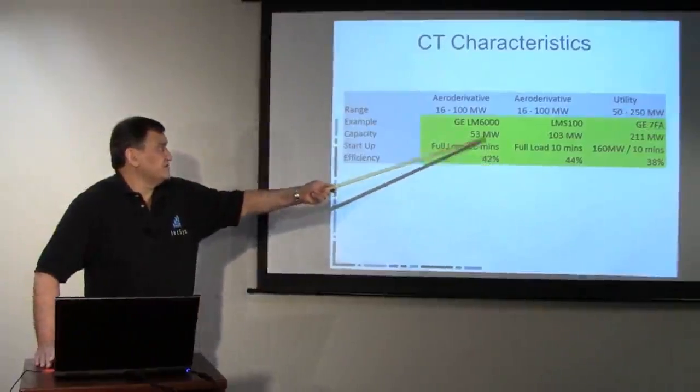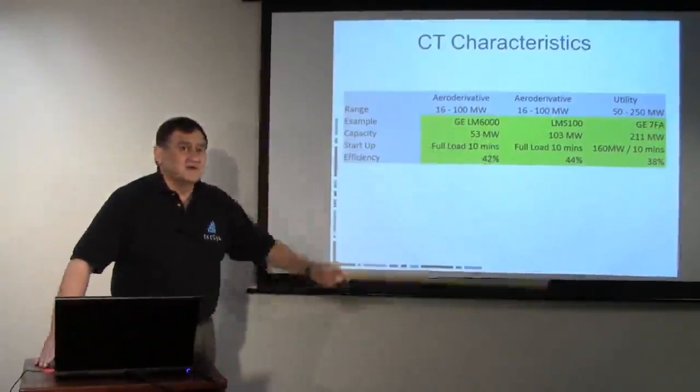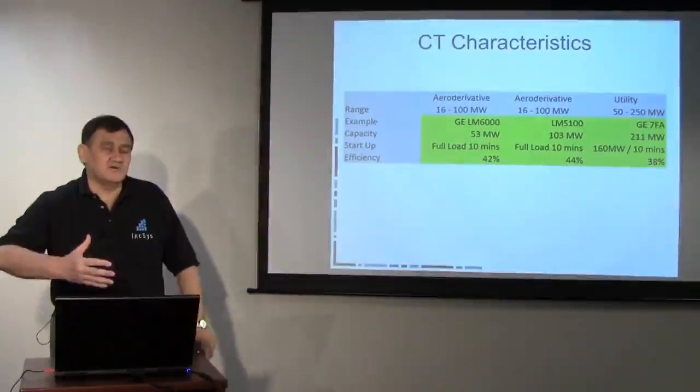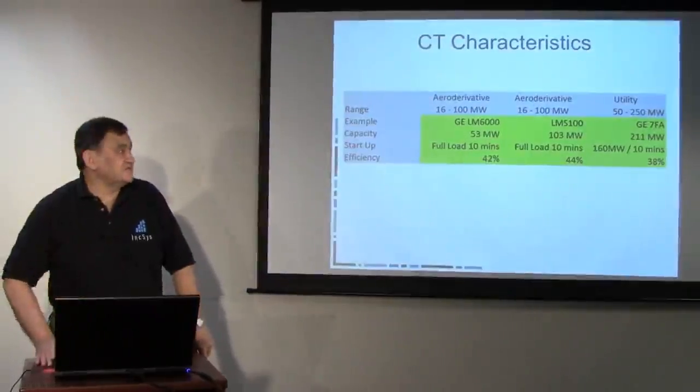And we see very good efficiencies, 42% for the LM6000, 44% for the aeroderivative, and that's not even accounting for what we'll call combined cycle, which raises it even further.